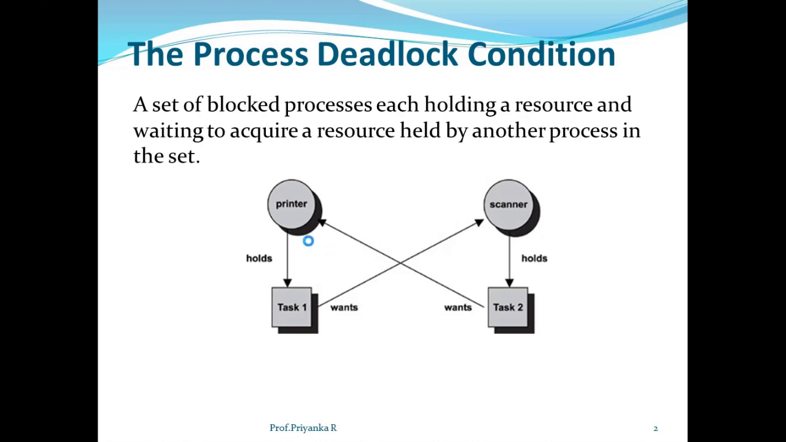So here we have two tasks, which we can refer to as two different processes, and we have two resources, namely a printer and a scanner. Now task 1 is holding a resource type printer and it is requesting a resource type called scanner, and task 2 is holding a resource type scanner and is requesting a resource type printer. So in this scenario, when neither of the processes deallocates one of the resources, the other process cannot be satisfied with the requested resources. So this particular condition is a deadlock condition.